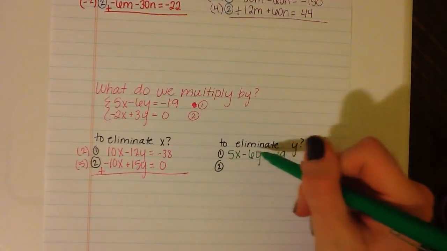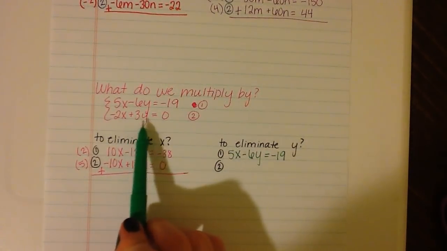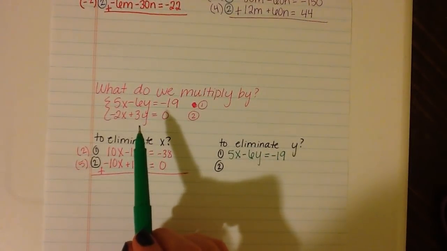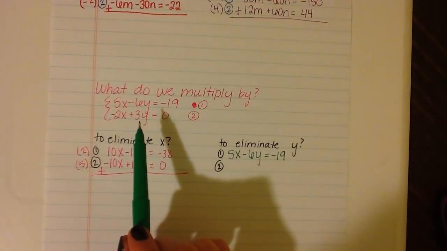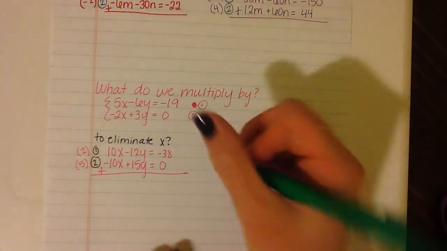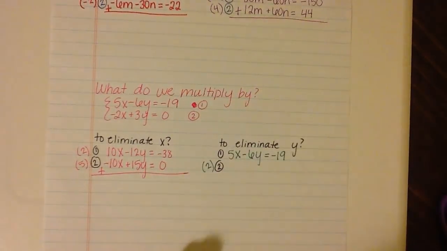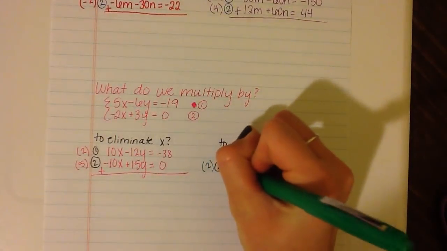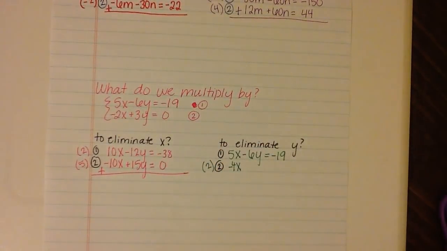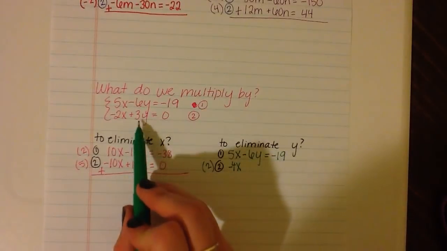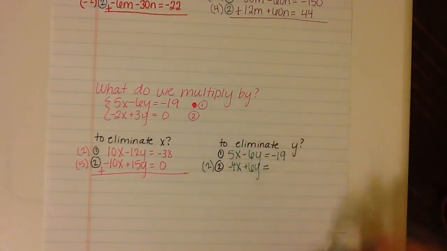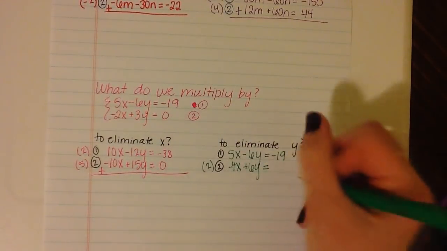If this is negative 6y, we want this to be a positive 6y. So 3y times 2 is going to be a positive 6y. So we have to multiply the whole equation by 2. 2 times negative 2x, so negative 4x. 3y times 2 is positive 6y. That's going to equal 2 times 0, which is 0.